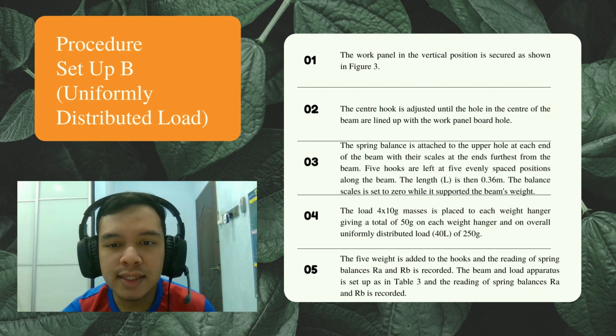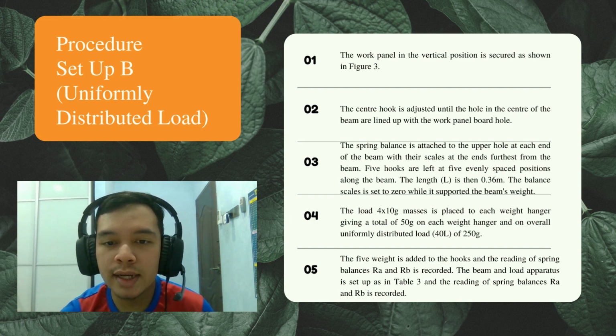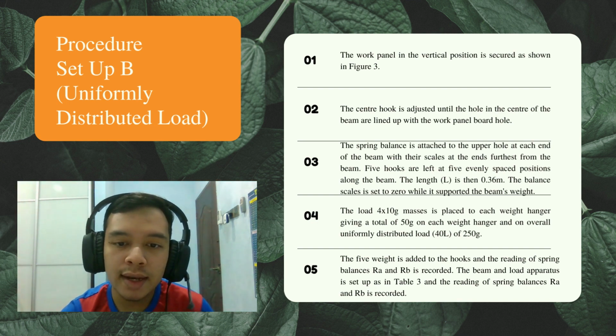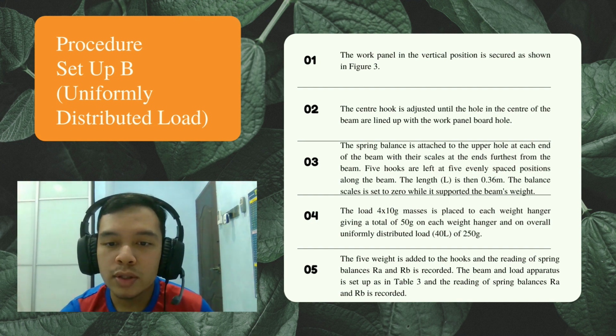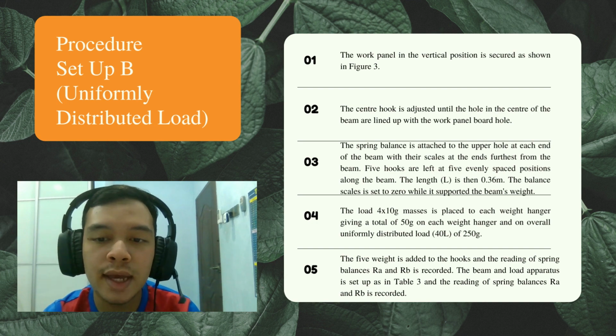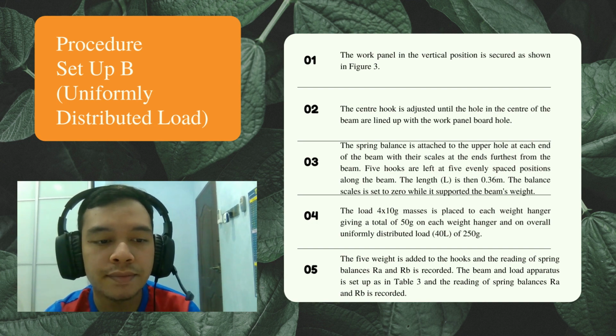The 5 weight is added to the hooks and the reading of spring balance RA and RB is recorded. And last one, the beam and load apparatus is set up as in table 3 and the reading of spring balance RA and RB is recorded.